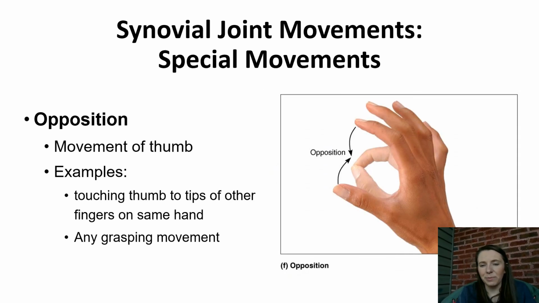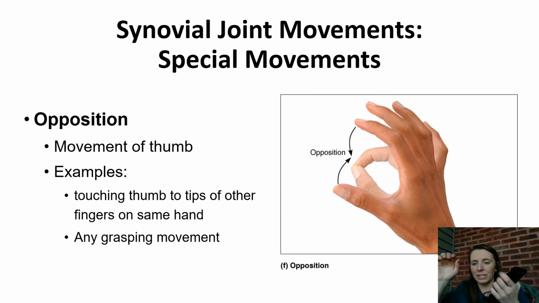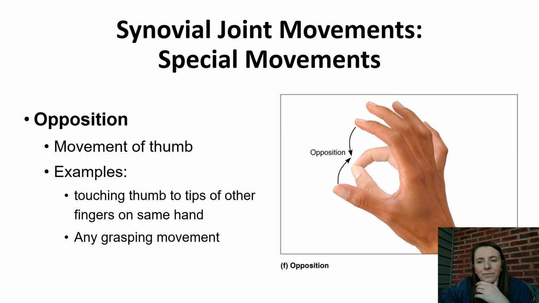This is a really special movement, kind of only really occurs in the thumb, but basically it's anytime that your thumb is doing an opposing movement, so that's essentially where you're moving it across your hand. Any kind of grasping movement as you grasp onto, say, your phone, you're also performing opposition of your thumb. Or onto a cup or what have you.